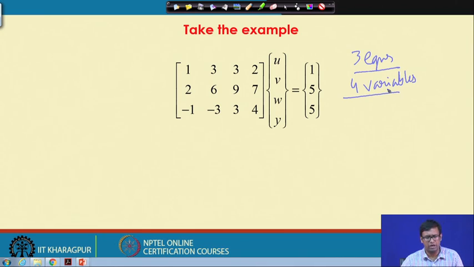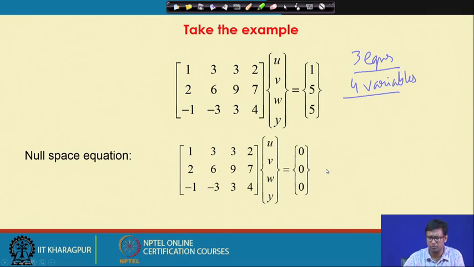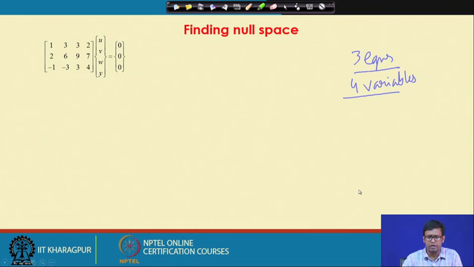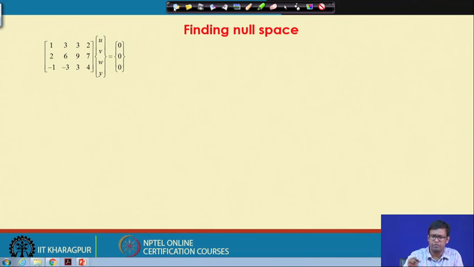So, it has to have infinite solutions. Let us see how to find the solution of this equation, and we will first look into the null space equation. We will find the null space solution first, and then find the particular solution and add them, and say this is the final solution. So, the null space solution is the matrix 1 3 3 2, 2 6 9 7, -1 -3 3 4 times u v w y equal to 0 0 0, and we will see how we can find the null space. So, this is my null space equation.